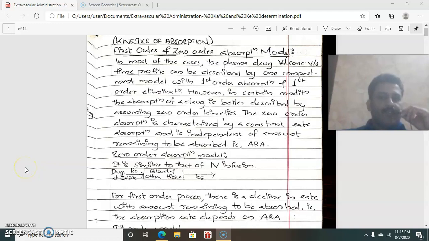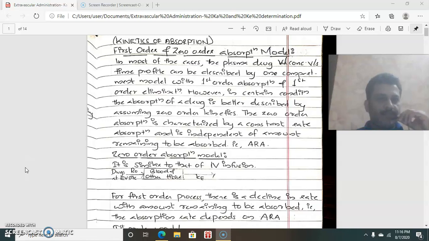So last class we discussed the IV infusion. First class we discussed the IV injection. Next we are moving on to the extravascular administration of the drug. When we are speaking about extravascular administration of the drug, there are two types of absorption model possible.